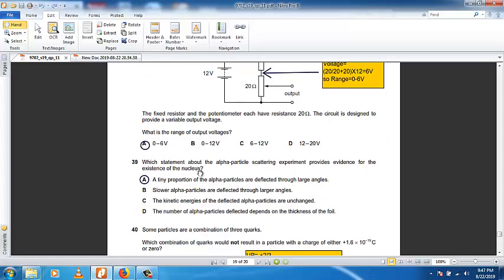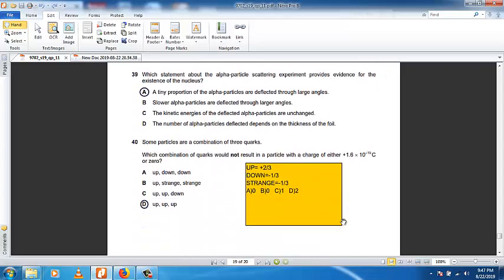Question 39. Which statement about the alpha particle scattering experiment is evidence for the existence of the nucleus? A says a tiny proportion of the alpha particles are reflected through large angles. That is correct. The answer is A. B says the slower alpha particles are reflected through large angles. That's wrong. The kinetic energy of the reflected alpha particles is unchanged. No, never. The number of alpha particles reflected depends on the kinetic energy. No. So it's A.